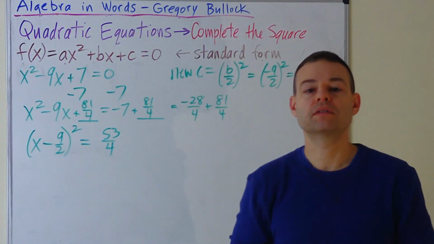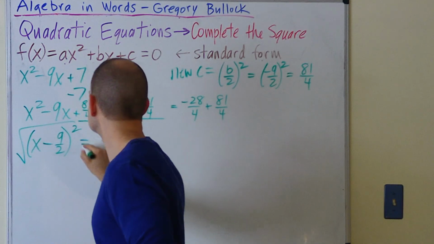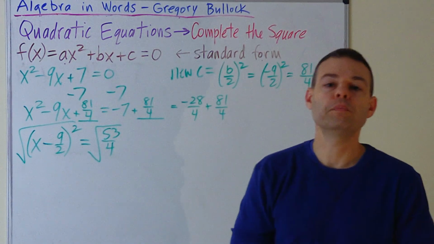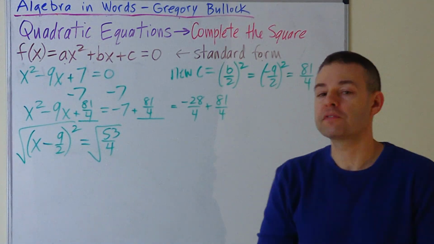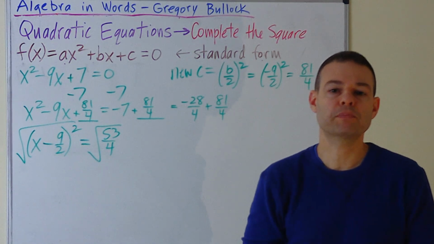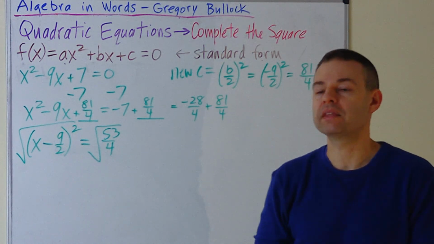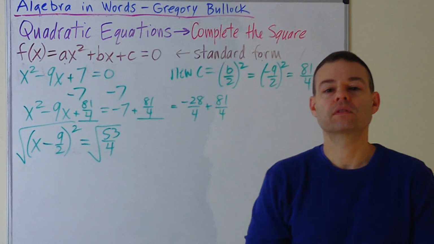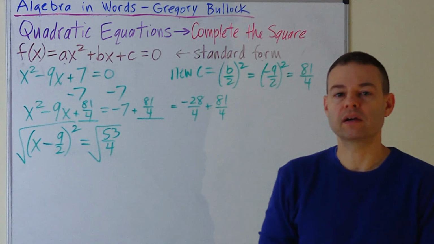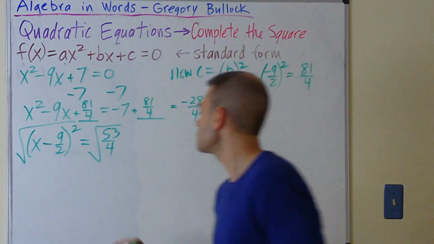And now we're going to take the square root of both sides. Don't be worried by the fact that 53/4 on the right is like a fraction with weird non-perfect square numbers. That's fine, that's normal, but we'll work that out by the end. On the left, the square root of the binomial squared is going to equal just the binomial x minus 9/2.